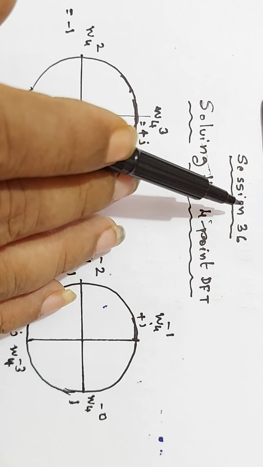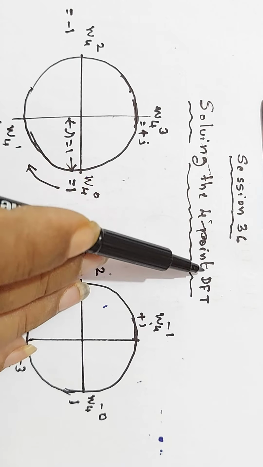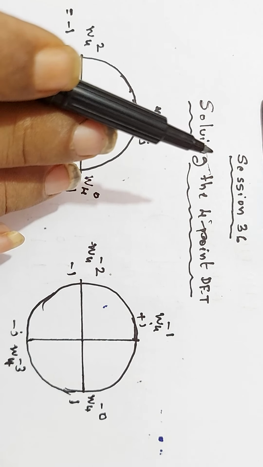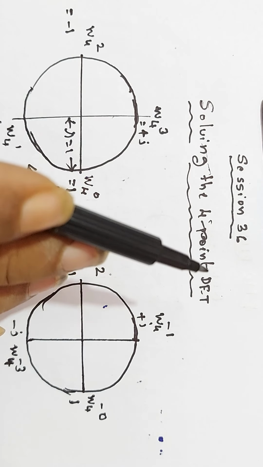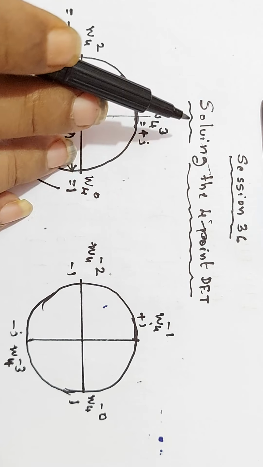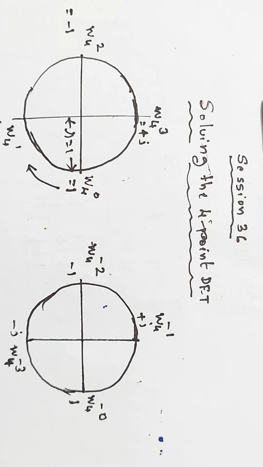Today we are going to study solving the 4-point DFT of a given sequence. If a 4-point DFT sequence is given, what are all those 4 points of that sequence? That is solving the 4-point DFT. Before going to that, you should know that the DFT points are represented on a circle of unit radius, r is equal to 1.